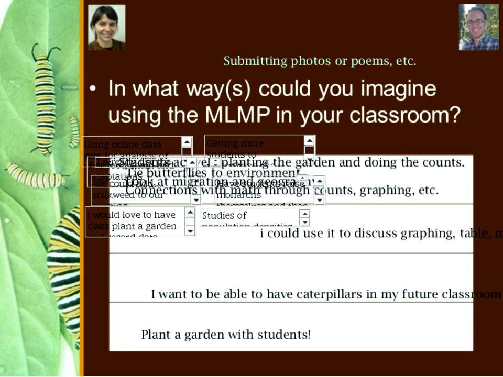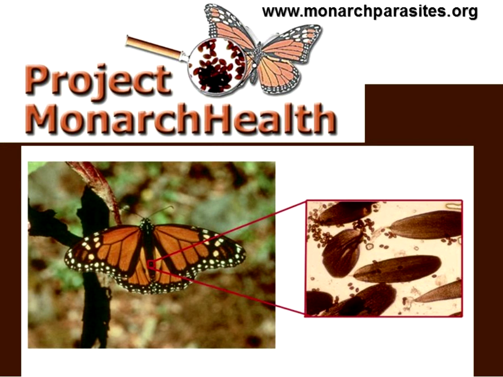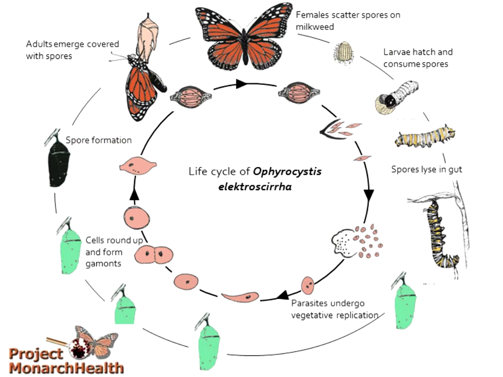And the next one I wanted to talk about is Project Monarch Health. This is based out of a lab at the University of Georgia in Athens. It's run by a former graduate student of Karen Oberhauser, who is the professor I work for here at the University of Minnesota. So Monarch Health is about a monarch parasite, a protozoan parasite called Ophryocystis elektroscirrha. So there's the word of the day. And we call it OE for short.